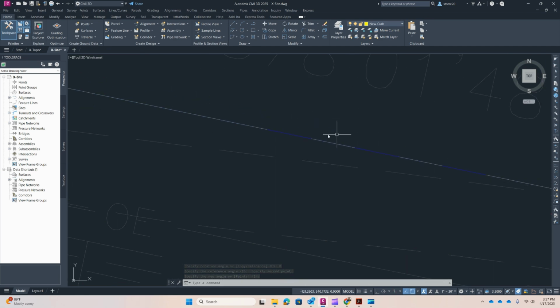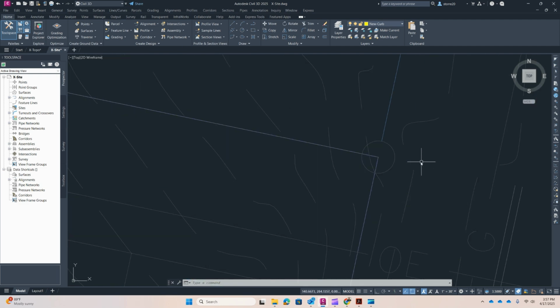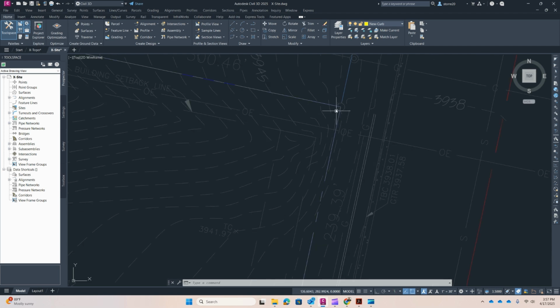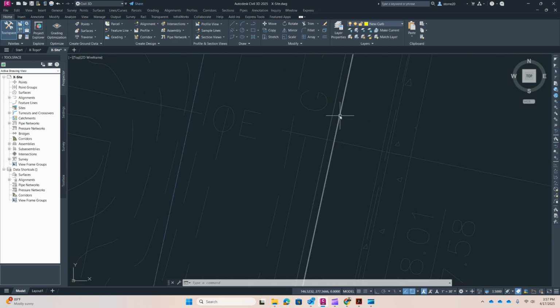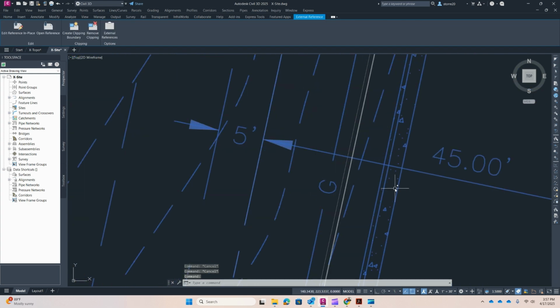So let's see. Does this property line match? Wow, it looks actually pretty good. You can see that the property line that the architect had before, I think that's the curb that they had, because this is the XREF. So we have a difference in the curb.